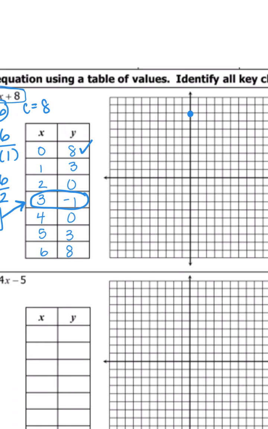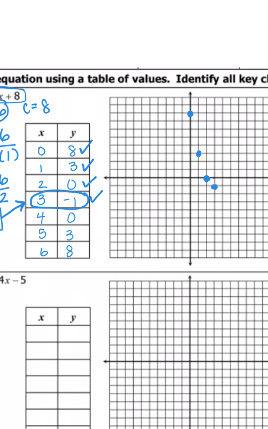All right, I did that one. Next one, right 1, up 3. The next one is just right 2. Don't go up or down any. Then we have 3, -1. That means to go right 3 and down 1.